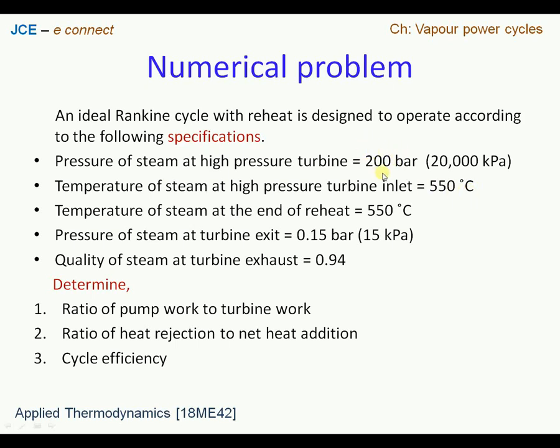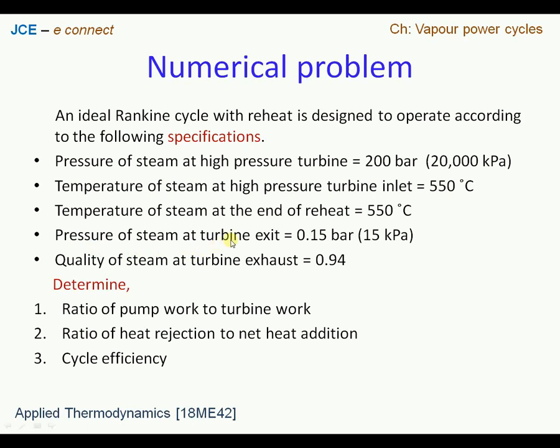Therefore we have P1, which is the boiler pressure. We denote it as P1. P1 is 200 bar, and the corresponding temperature is T1, which is 550 degrees Celsius. Then we have the temperature of the steam at the end of reheat. That means at state point 3, T3 is equal to 550 degrees Celsius at the end of reheat. We don't see what the corresponding reheat pressure is. It is not given. We have to work it out.